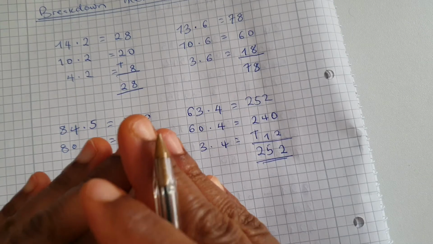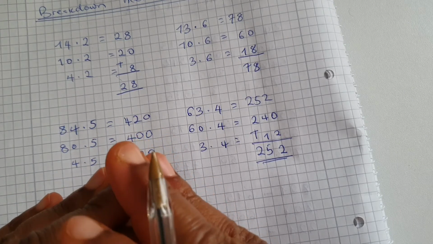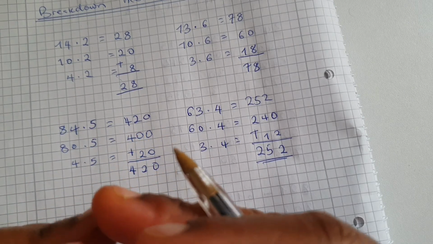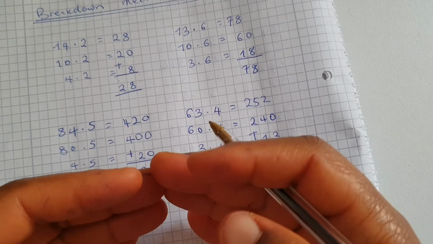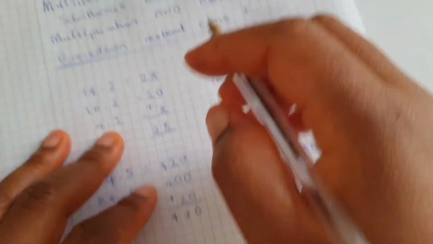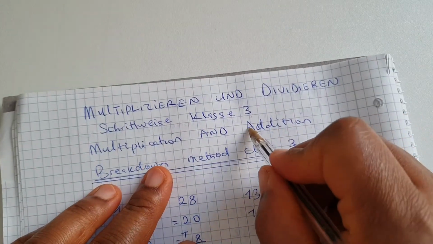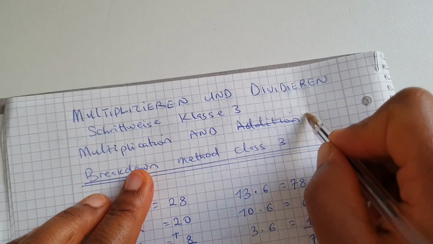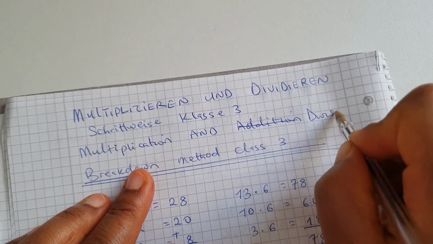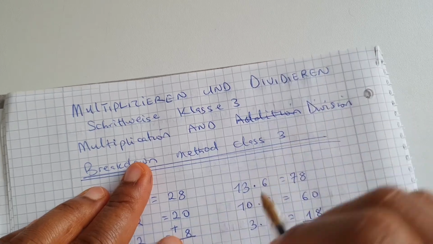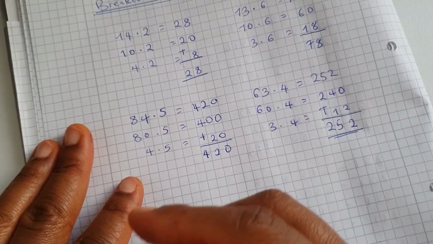So let's do this again in division. Sorry, I made a mistake up here. It's supposed to be multiplication and division. Okay, division. So let's do it in division.